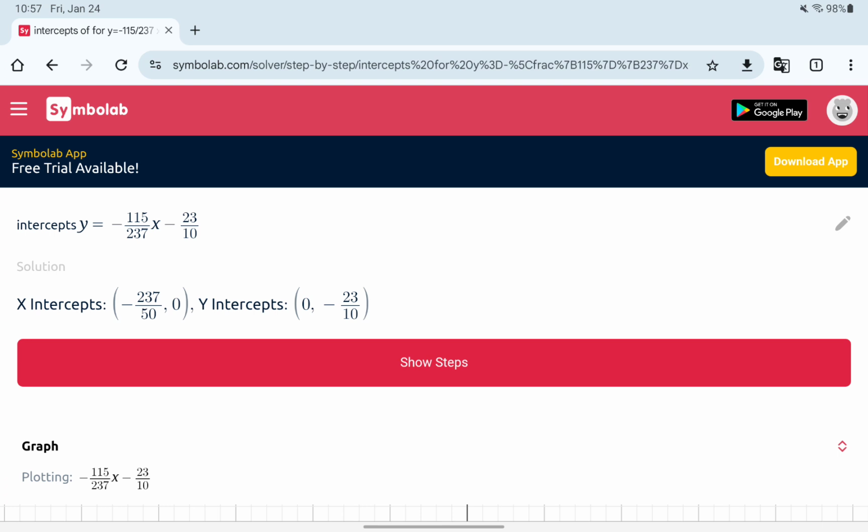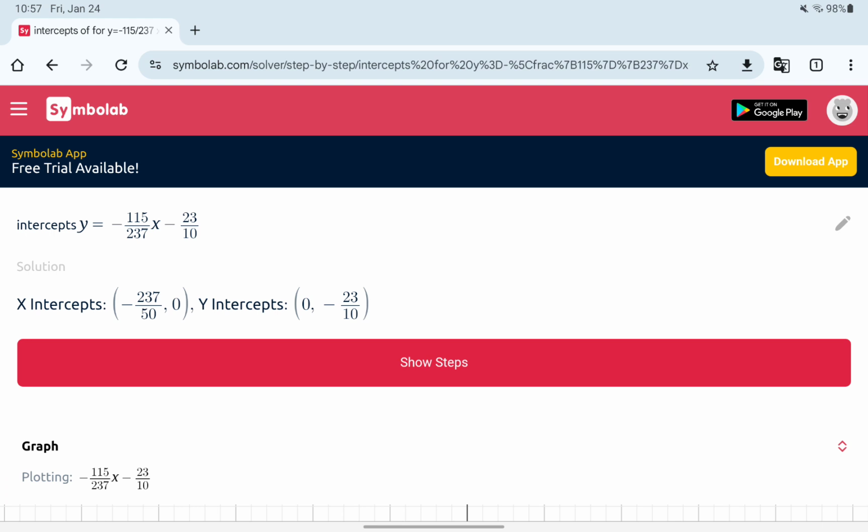We're given an x and a y intercept, in this case in exact form, (-237/50, 0) and (0, -23/10). If we want those answers as exact answers, this is great, we have those.